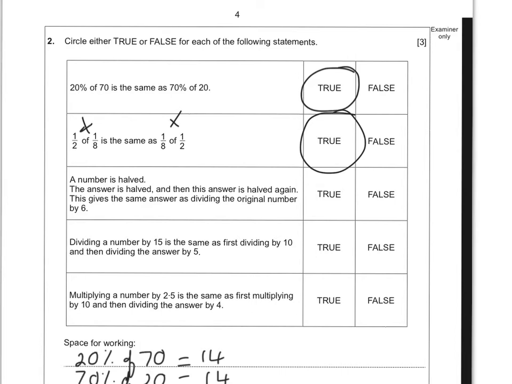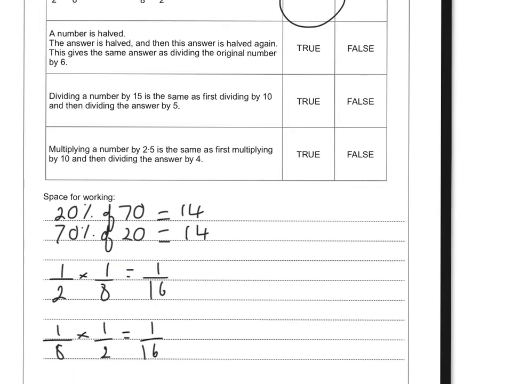Okay, a number is halved, the answer is halved, and then this answer is halved again. This gives the same answer as dividing the original number by 6. So if we are halving, a good strategy for this question would be to pick a number that is even, but we also know that it is in the 6 times table, so it divides by 6, which will keep our calculations fairly simple.